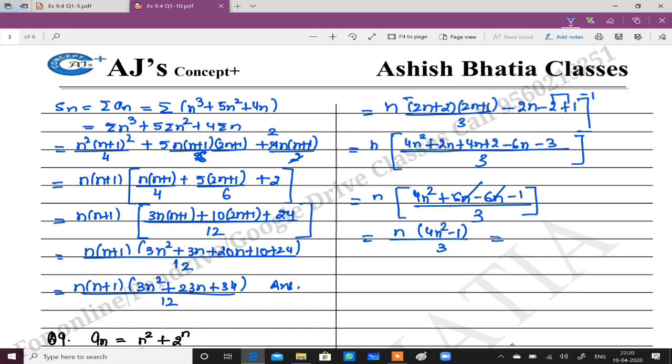Now we can use the identity of a square minus b square in 4n square minus 1, so it can be written as n into 2n minus 1 into 2n plus 1 whole divided by 3. So this is the final answer. So this exercise is over.